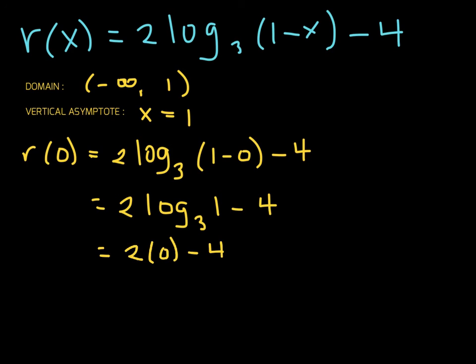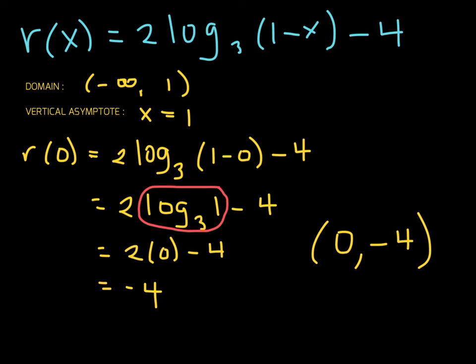I want to be really, really clear here. All of this right here is basically the exponent of 0. Let's continue. So then this just is negative 4. The ordered pair here is 0, comma, negative 4. Very good, guys. All right, let's get one more point.